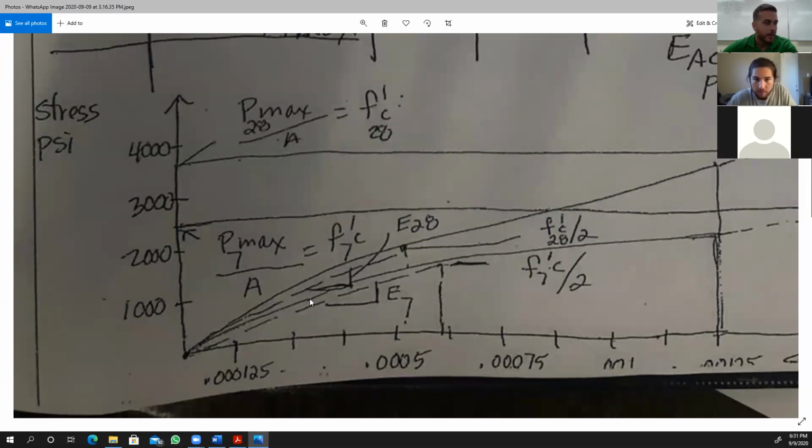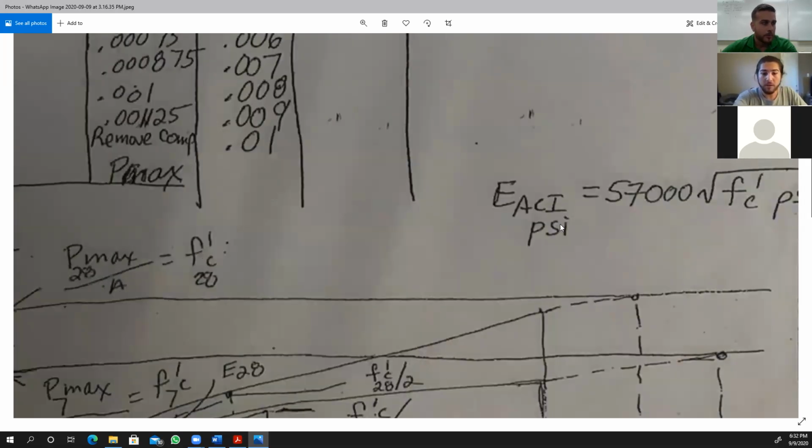Yeah. Okay. Same way for 7 days. You see over here, F prime C, the compressive strength at 7 days, divided by 2. It's right here, so we define it here. This is the point, and I can only calculate in this region. Okay, the elastic region. That clears it up. Thank you. No problem.